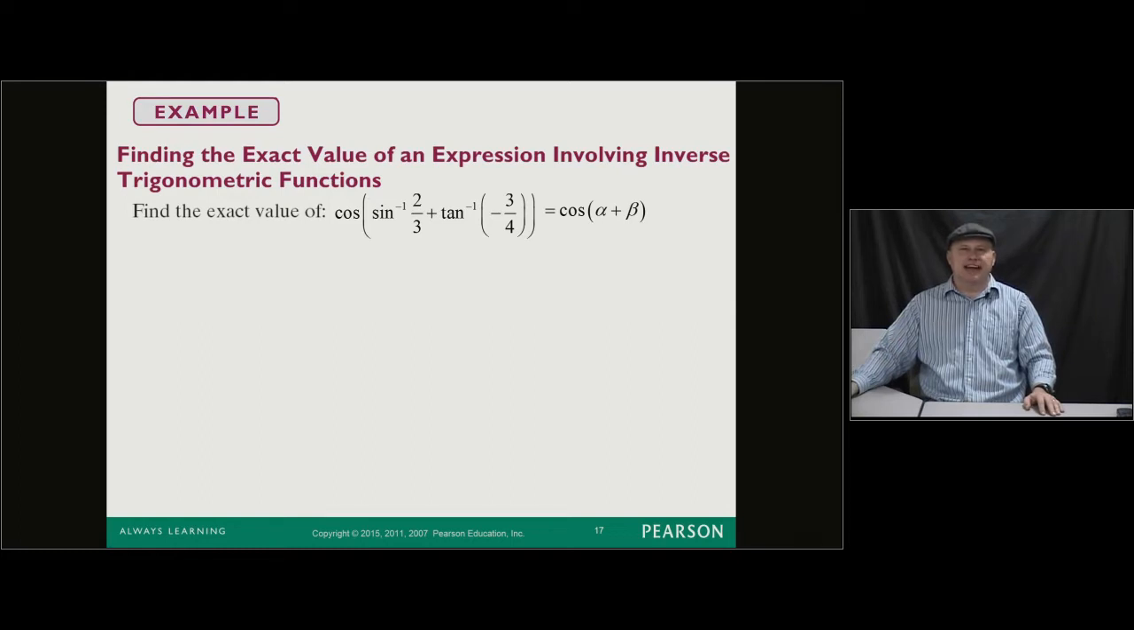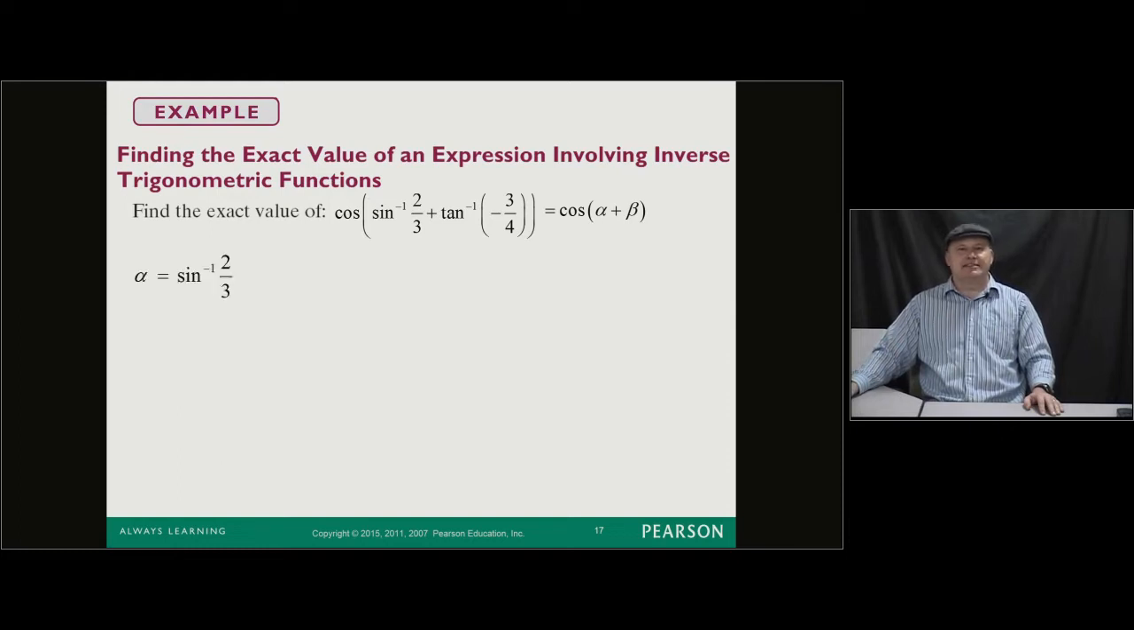Okay, so what we're going to do is let alpha be the sine inverse and we're going to let beta be the tangent inverse. These are one of my favorite types of problems because to me it's like a little puzzle. So you're trying to evaluate cosine of alpha plus beta when alpha and beta are those two inverse trig functions. So let's begin with the alpha.